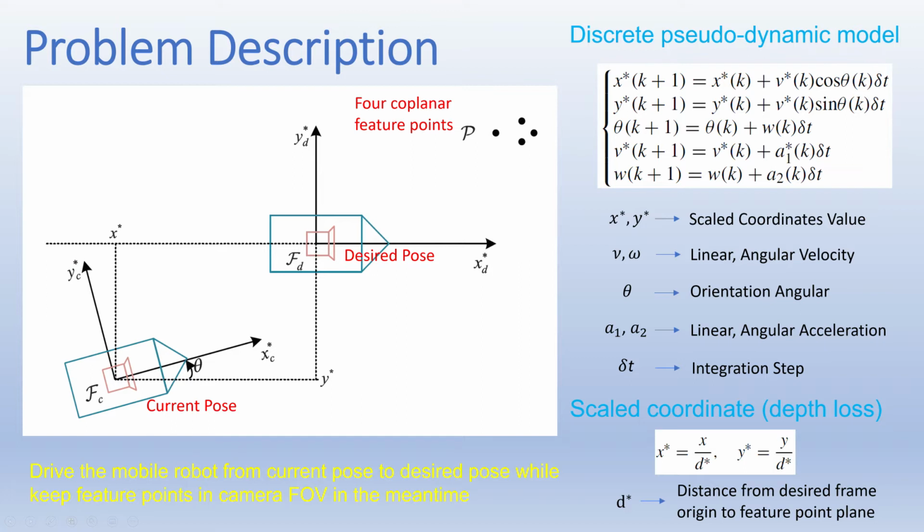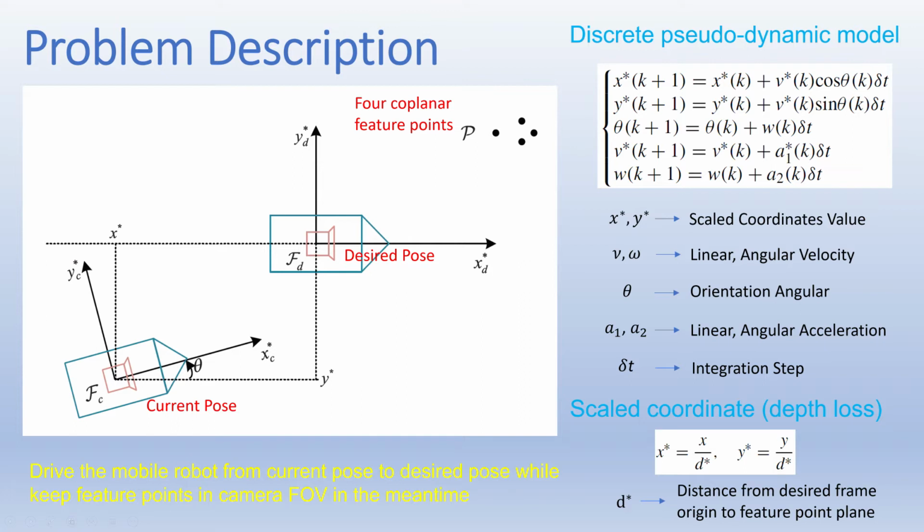And thereby, by math calculation, we get the discrete pseudodynamic model, which is noted as follows. And here, k plus 1 means it is the next state that x star will get to as time goes by.